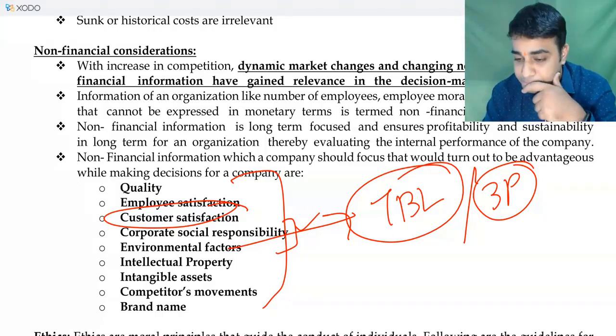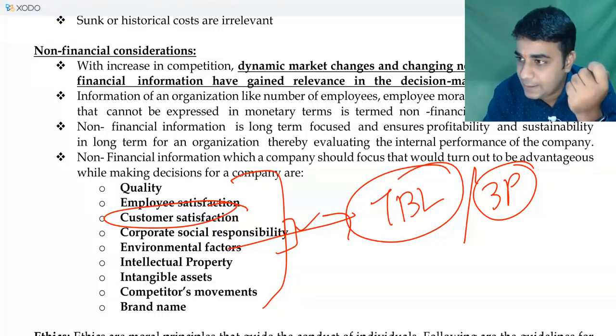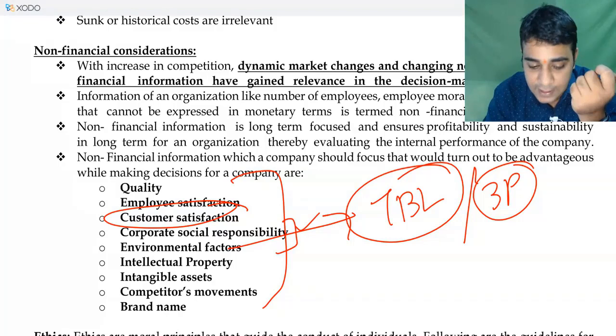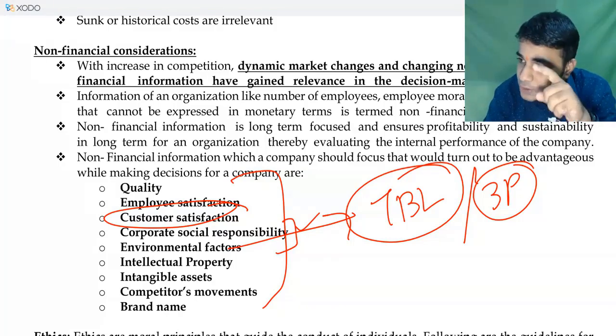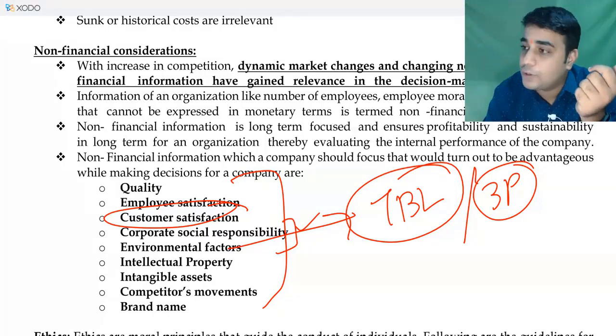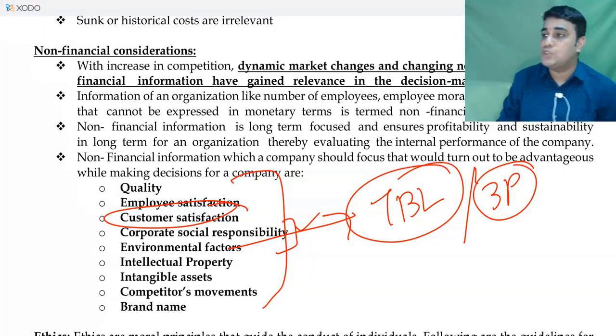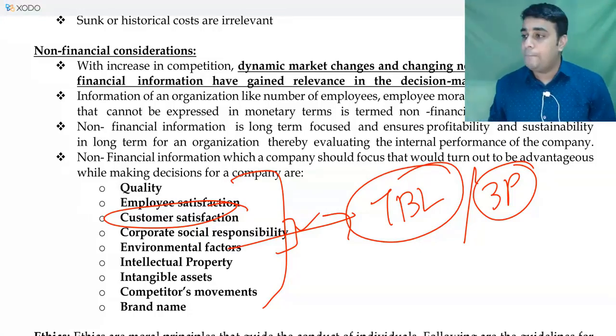Intellectual property: does the decision which you are going to take have any impact on your intellectual property, trademarks or anything, or on the intangible assets? You also need to take into consideration the competitor's action which is going to happen, and the impact on the brand of the company. When you allow a temporary strike to happen, or when you don't pay employees during COVID, it does have an impact on your brand strength.